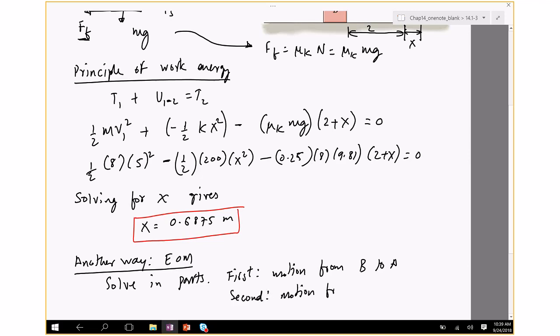Motion from A to full compression. So this is a place where, as I said, it's useful to use work energy. So it's a trick to make your life easy. Any questions? I highly recommend you try solving it the other way and see if you get the same answer as what I got using work energy. Should get the same answer.